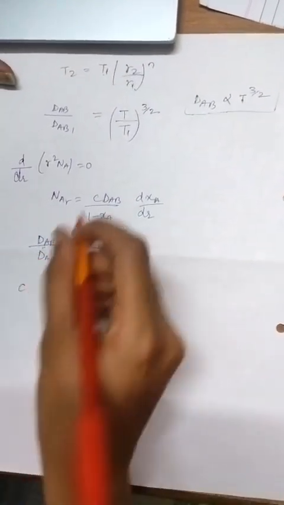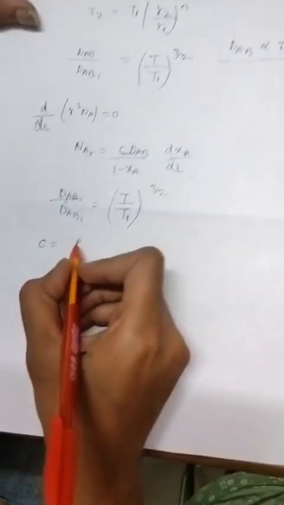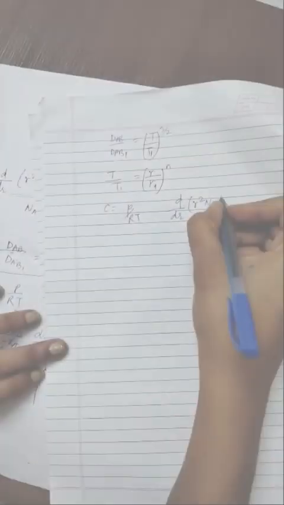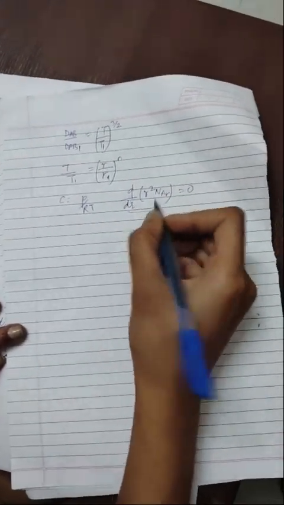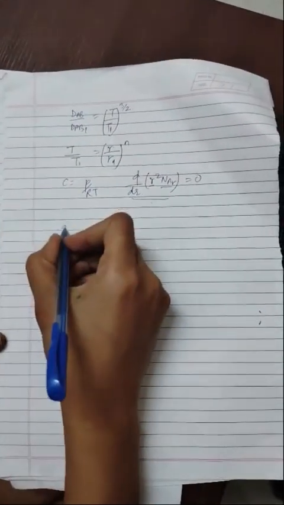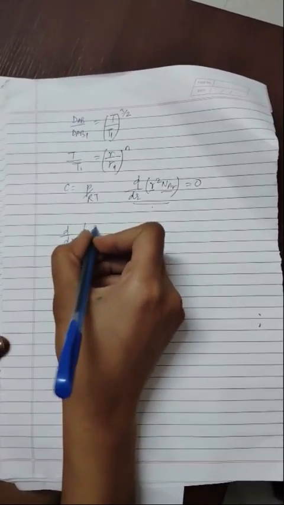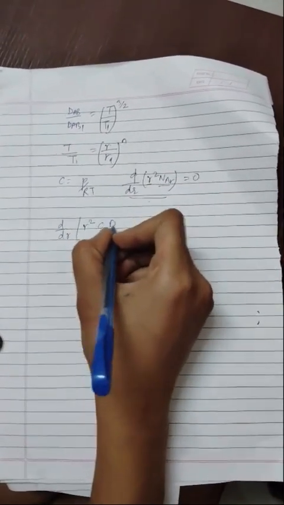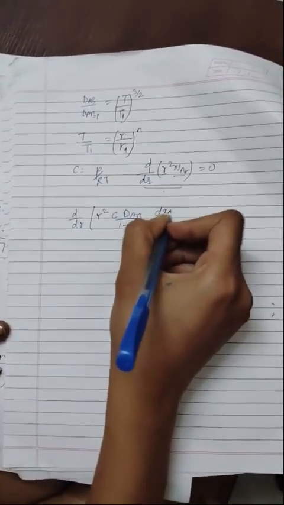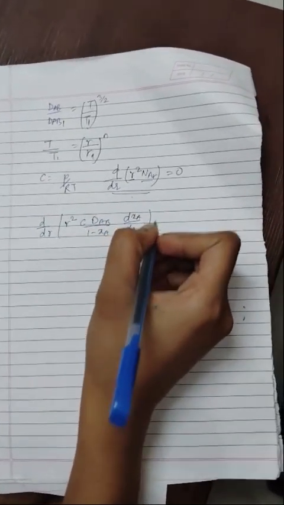And the C, which is concentration, is given by P by RT. So substituting all this in, the divergence of N_A equal to 0 becomes, we know N_AR, we know R square, so it will become d by dr of r square N_AR, where N_AR is C D_AB upon 1 minus X_A dX_A upon dr, is equal to 0.